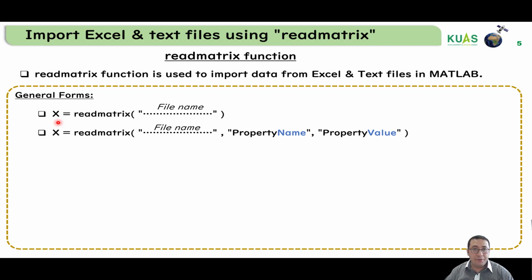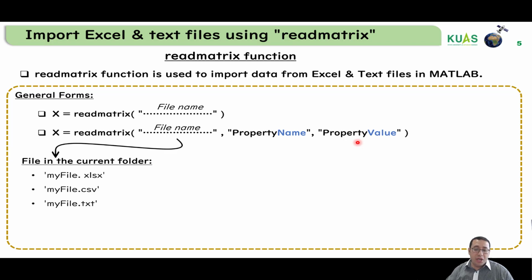And sometimes we use the other form, which is x equals readmatrix, then the file name, and then property name and property value. Why do you need property name and property value, and what kind of file name are we using? Let's find out. The file name could be an Excel file with extension .xlsx or .xls, or a CSV file, or a tab-delimited file with the extension .txt.